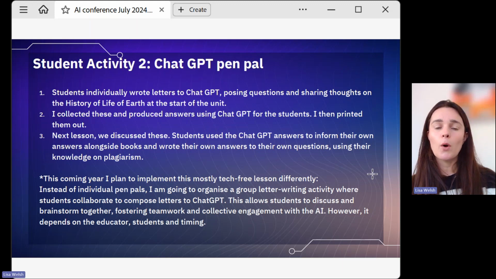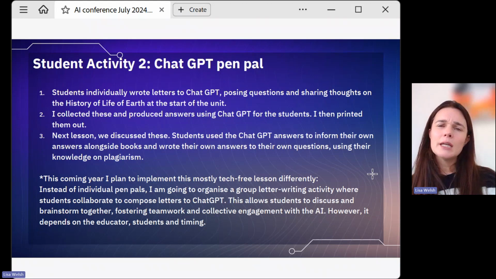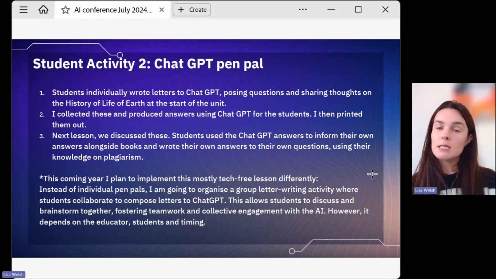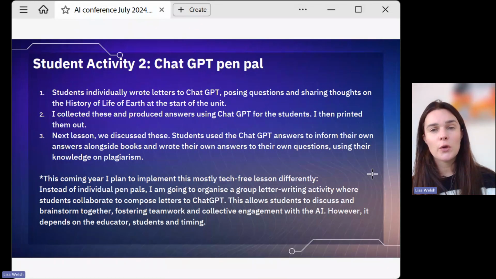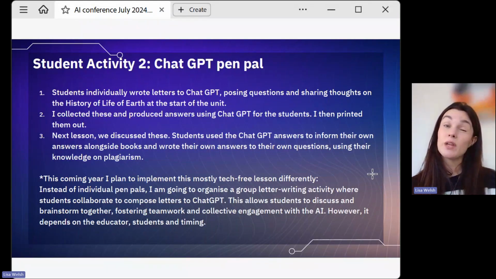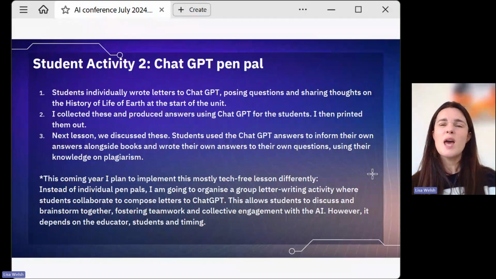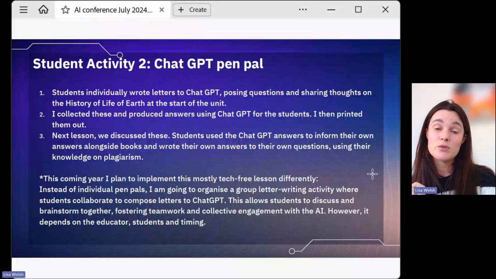So what I plan to do is to keep it tech-free, but to get a little bit more group work and collaboration involved. So we're going to do a group letter writing task instead. But really, again, it depends on you as an educator. It depends on the students you have in front of you, their ability, their age, their background, how many you have. I did this with a class of 15, so quite a small class. But if it's a lot smaller than that, then it would be more suited to doing individual students.